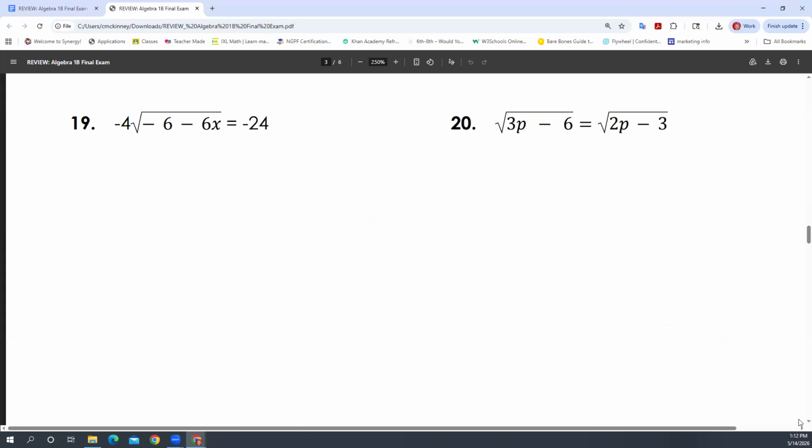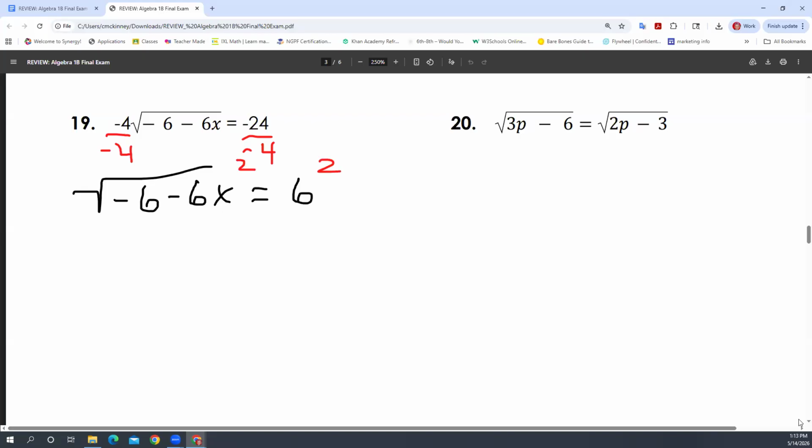Okay, so next up, here we go. That is touching the radical, so it's currently multiplying times the radical. So to get rid of it, we need to divide. So now we have square root of -6 minus 6x is equal to +6. Radical is isolated, square both sides, which means on the side with the radical, it just is free of the radical now. It's no longer under. On the other side, I actually have to square it.